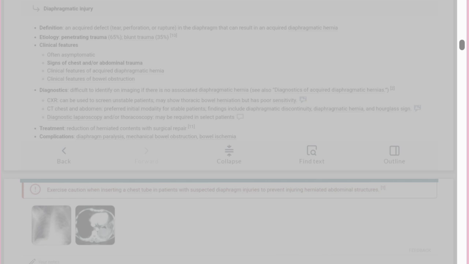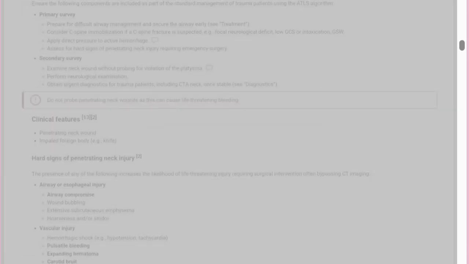Penetrating neck trauma. Approach to penetrating neck trauma. Ensure the following components are included as part of the standard management of trauma patients using the ATLS algorithm. Primary survey: prepare for difficult airway management and secure the airway early. Consider C-spine immobilization if a C-spine fracture is suspected, for example focal neurological deficit, low GCS, or intoxication.